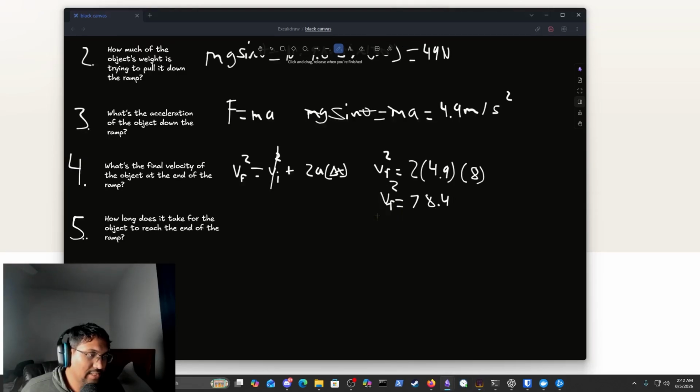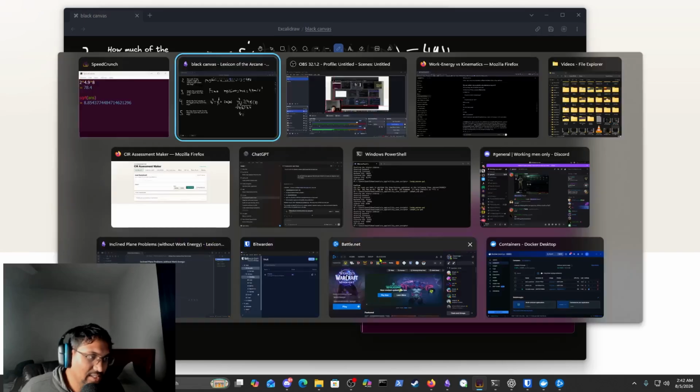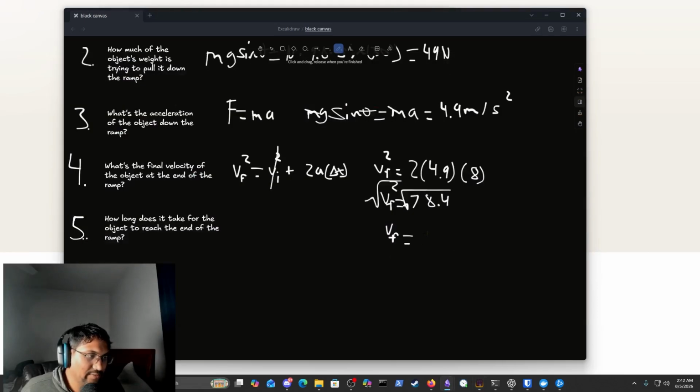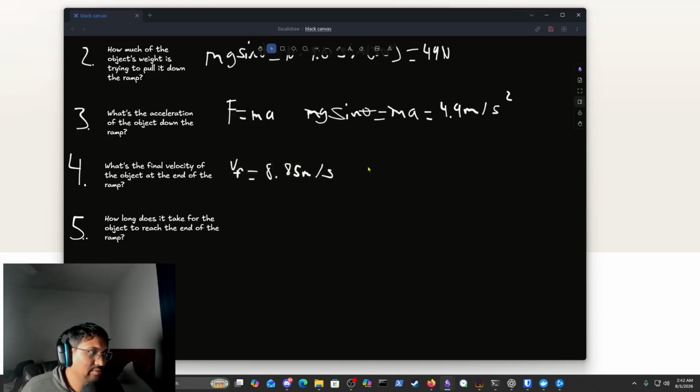To find the final velocity, vf, we need to get rid of that square, so we square root both sides. The square root of 78.4 is going to be 8.85. So we'll round it to 8.85 meters per second.